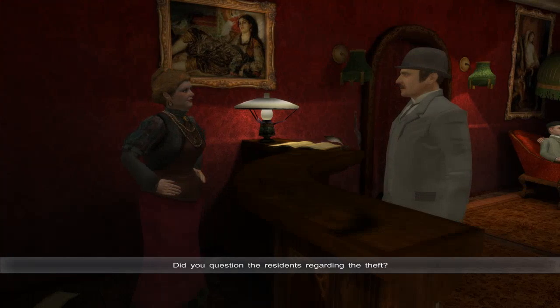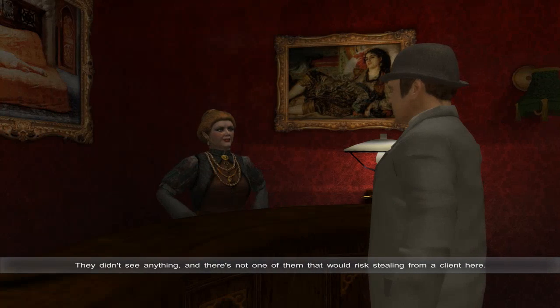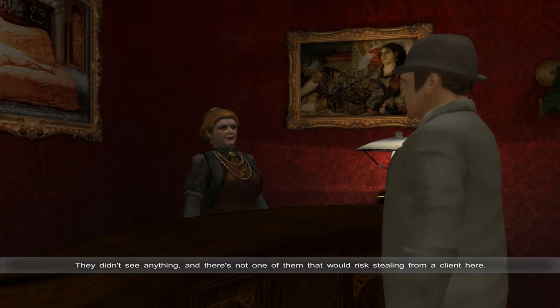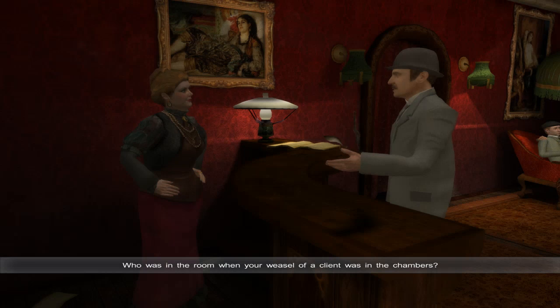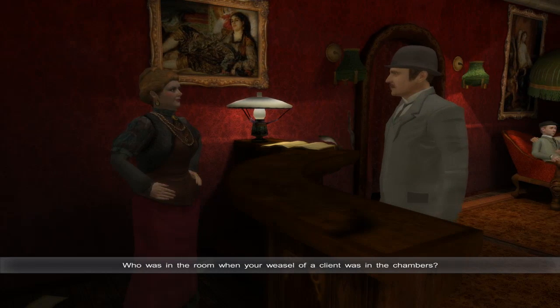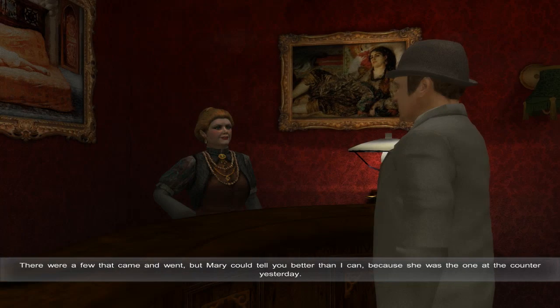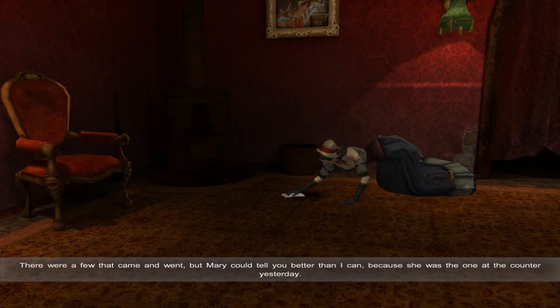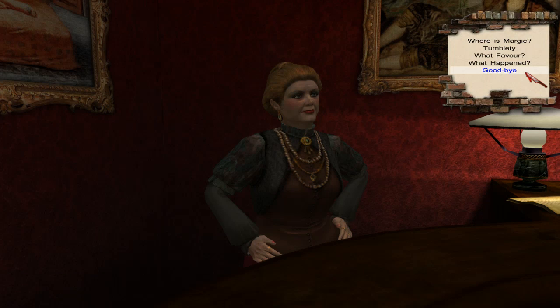Did you question the residents regarding the theft? They didn't see anything, and there's not one of them that would risk stealing from a client here. Who was in the room when your weasel of a client was in the chambers? There were a few that came and went, but Mary could tell you better than I can, because she was the one at the counter yesterday. Thank you, Ma'am.